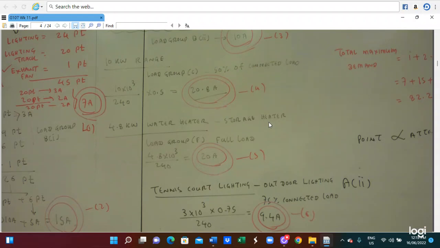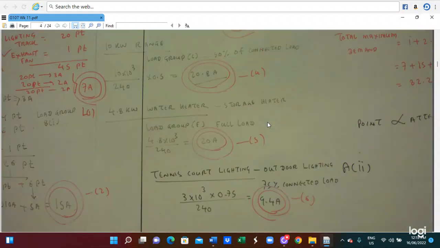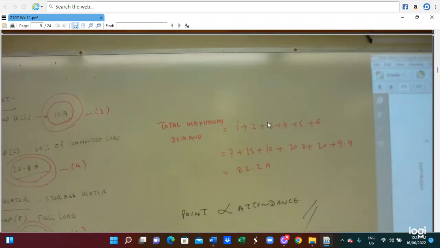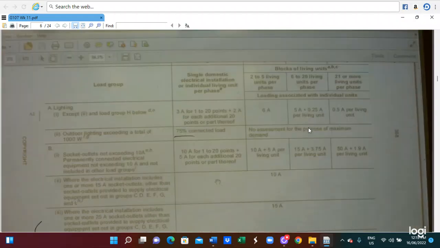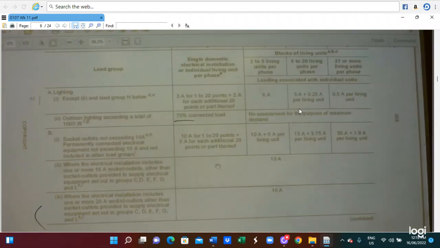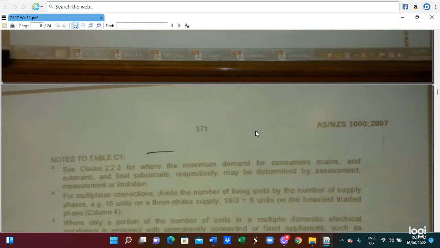So those are the answers for the circuits. Those results we combine together for the maximum demand, we get 1, 2, 3, 4, 5, 6. So we add everything, you get 82.2 ampere. So this is the way we calculate the maximum demand. Those are the reference tables. We apply table C1, so you can see load groups C, D, E, F. Those tables we have to refer to.